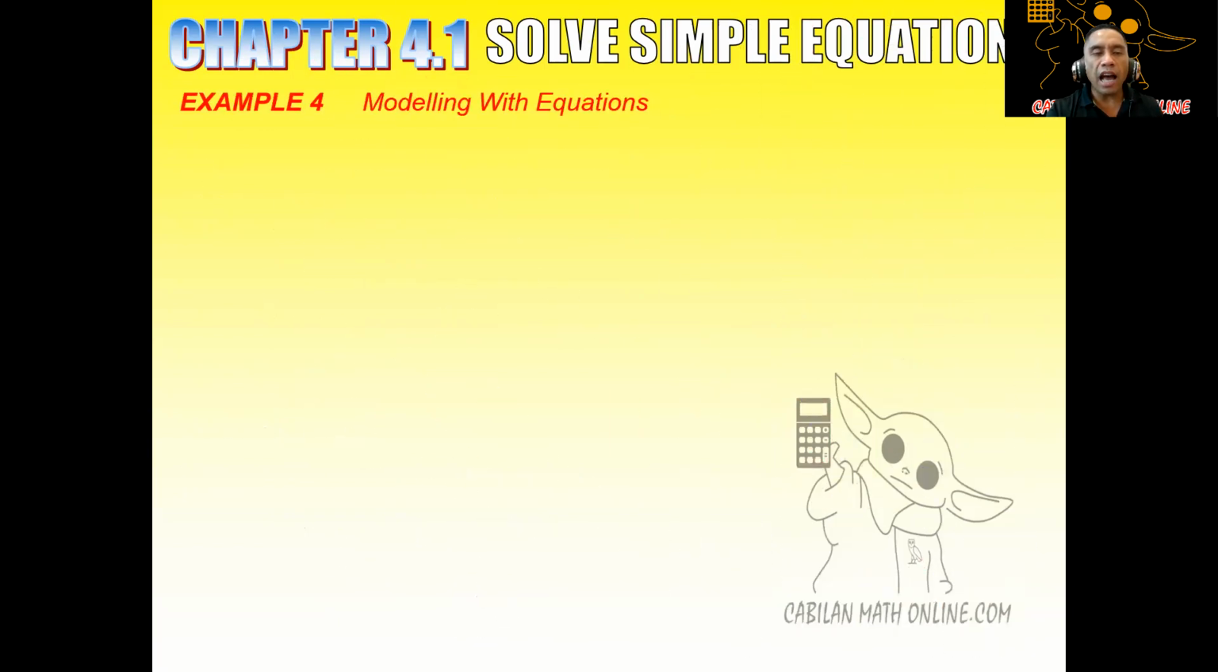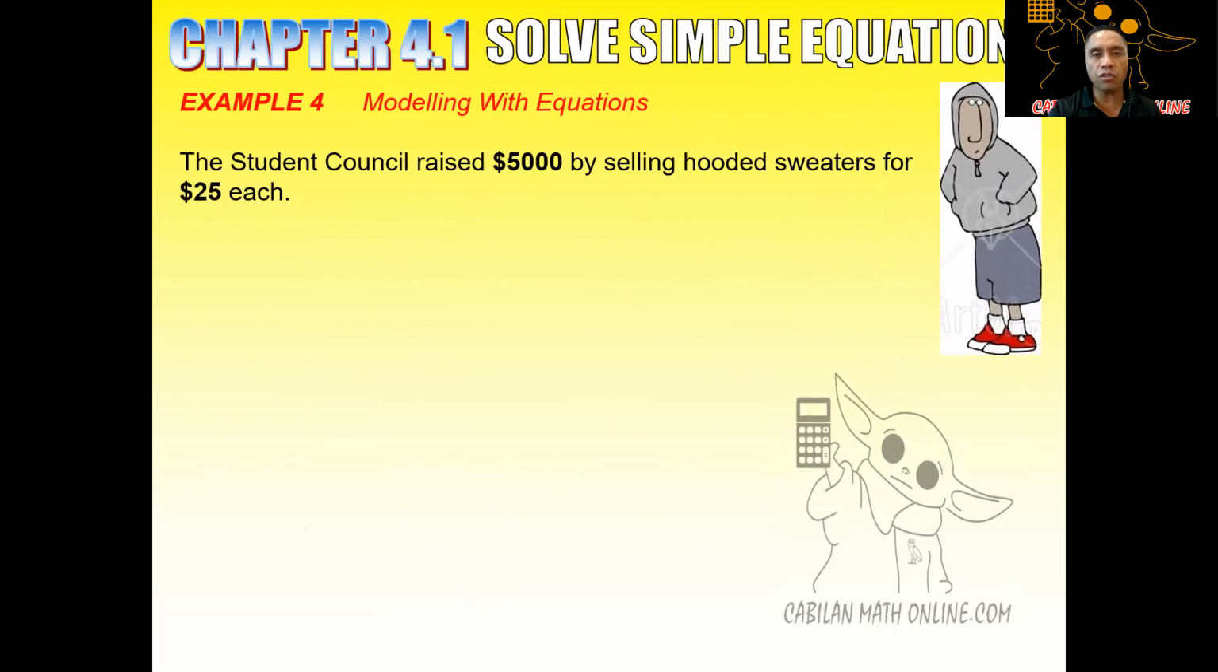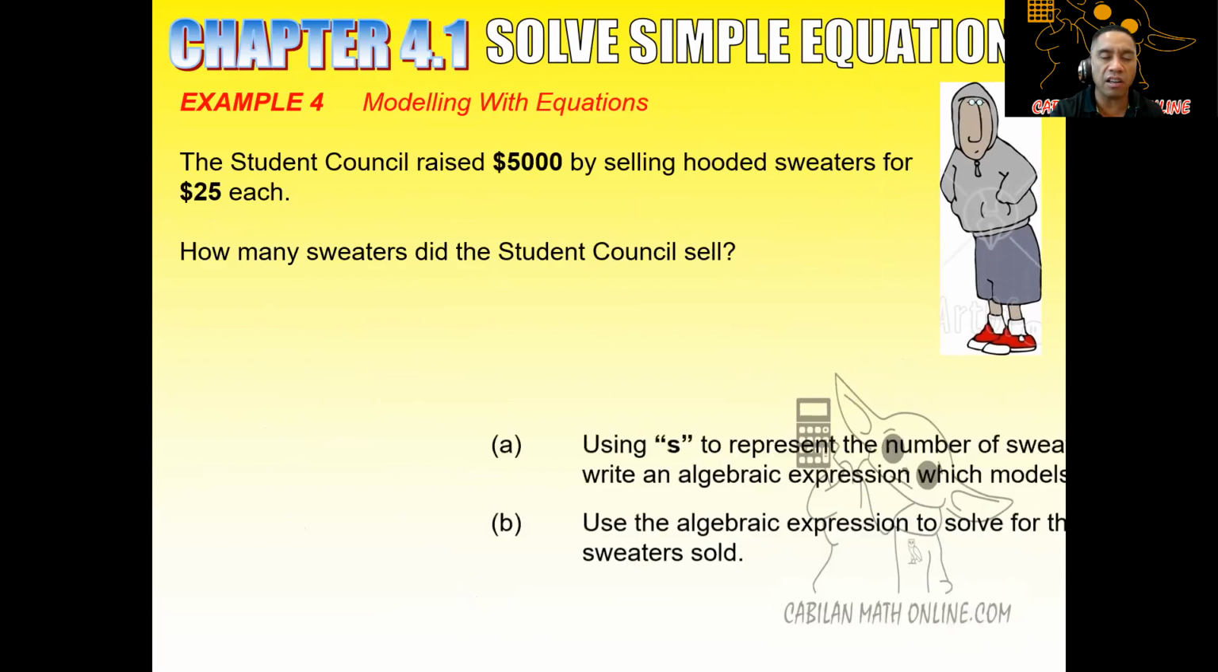All right, so for the last part here, we're actually going to look at an example of mathematical modeling, which means you're going to take a word problem, create an expression for it, or in this case, an equation, and then solve it from there. So it says here, the student council raised $5,000 by selling hooded sweatshirts for $25 each. So the question we want to eventually answer here is, how many sweaters did the student council sell?